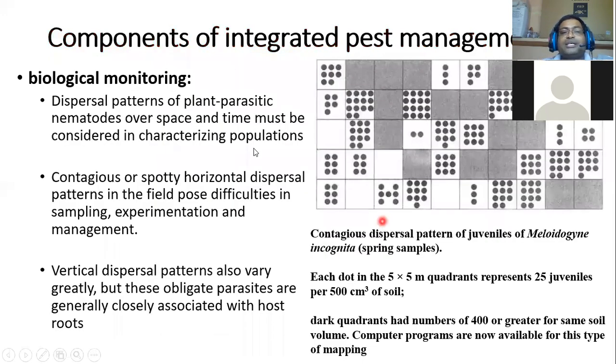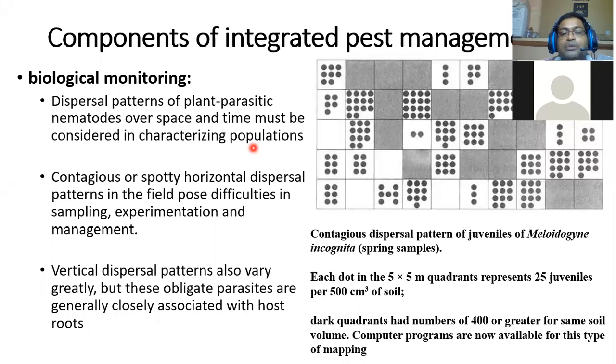So first, the biological monitoring. I already discussed that monitoring of the nematode population is very important. Why? Based on the population dynamics only, you are going to take decisions. Therefore, the first step in nematode management is population monitoring through sampling.